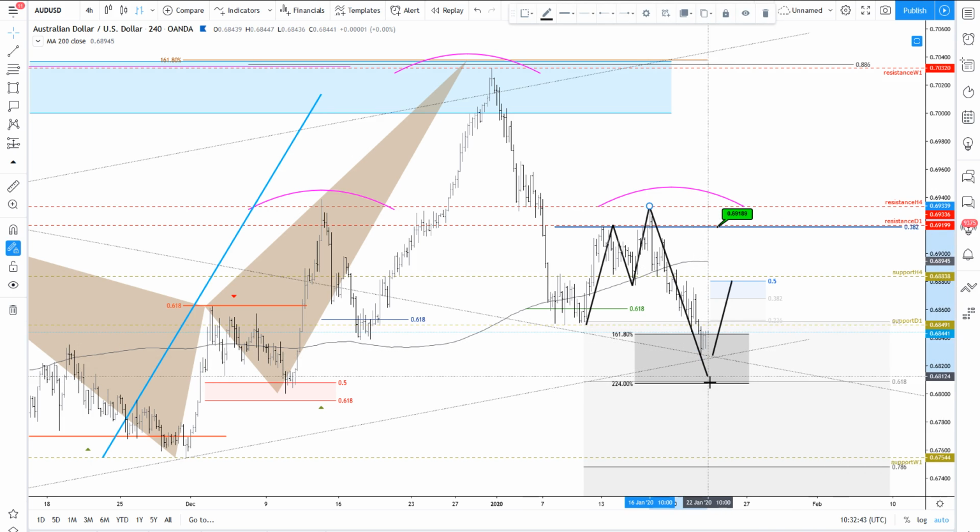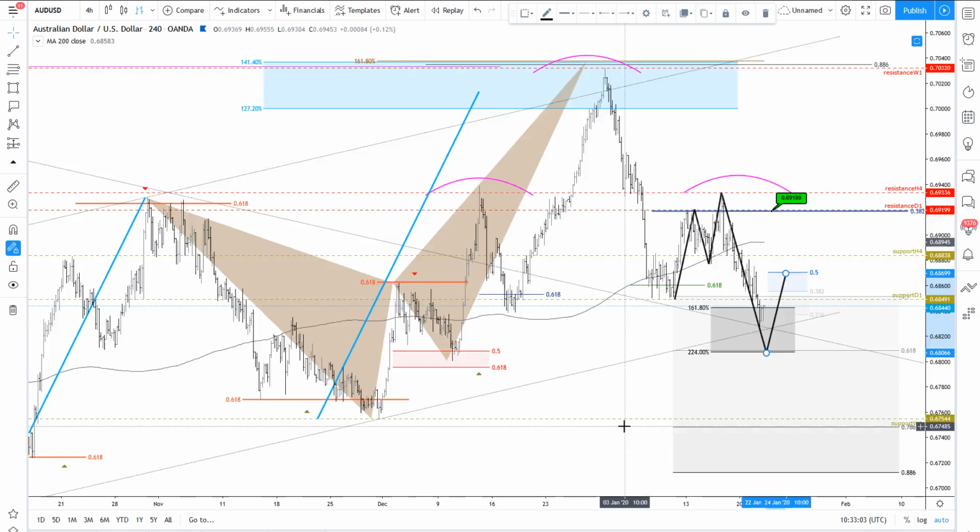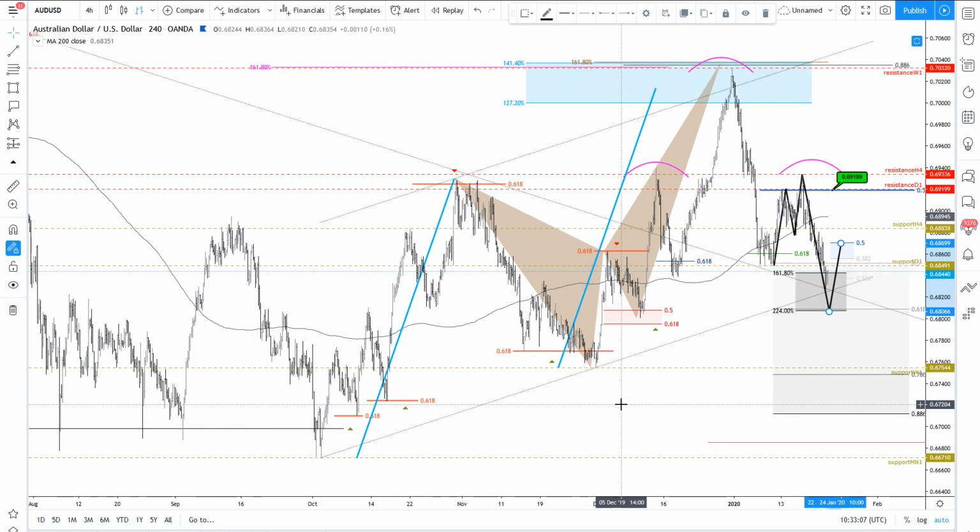If the market fails and it finds some pressure with some convergence between the golden Fibonacci retracement and that Fibonacci level, the 224% Fib, if the market decides to fail and fall to those levels, we may see a recovery of those losses to at least the 50% Fibonacci retracement.